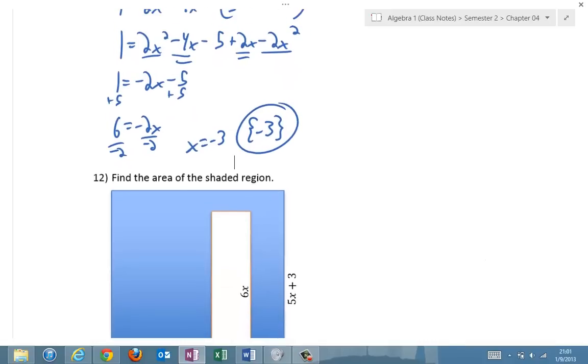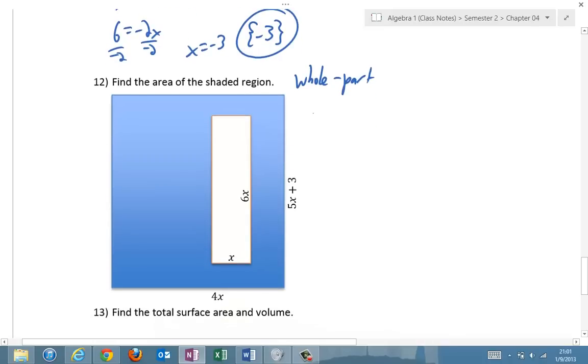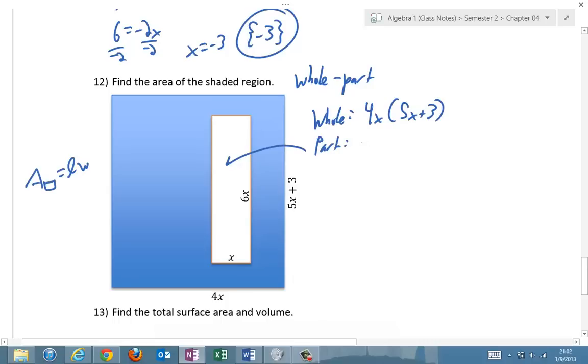Find the area of the shaded region. Whenever we find areas of shaded regions like this, it's always whole minus part. So the whole area is 4x times 5x plus 3. Remember, the area of a rectangle is length times width. The part, which in this case means the unshaded, is x times 6x. So my entire expression for area is going to be 4x times 5x plus 3 minus x times 6x.